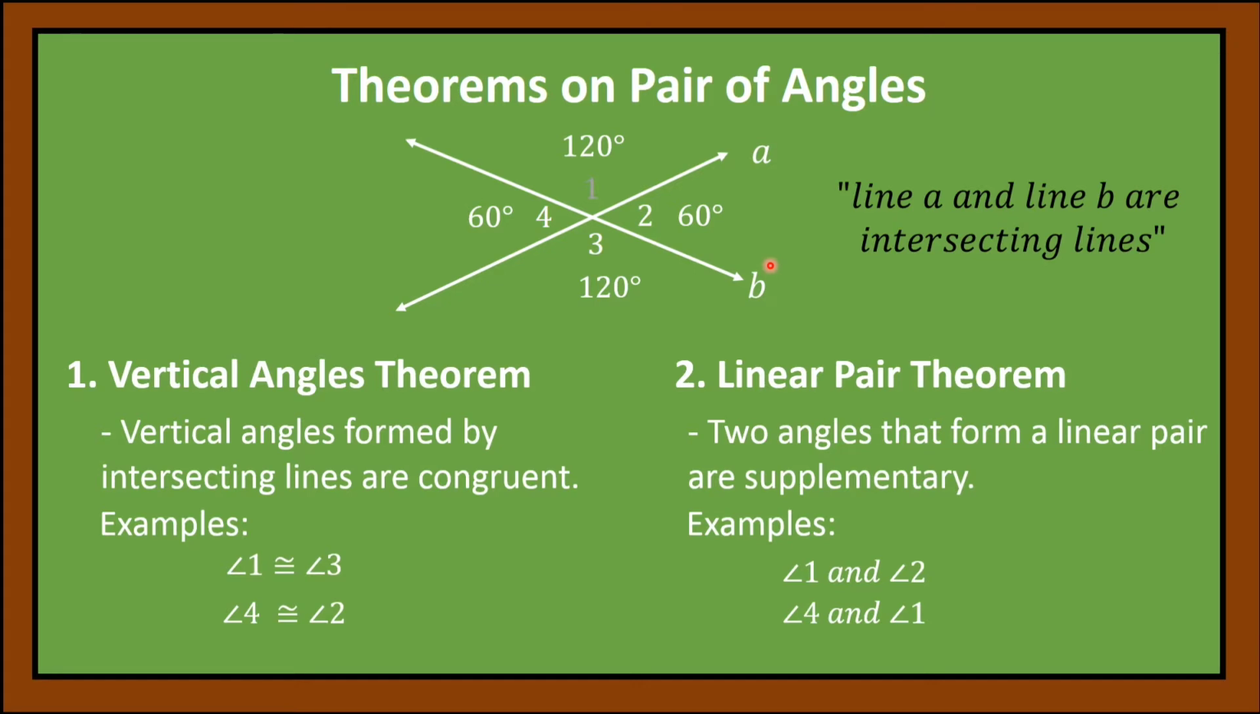Another example of linear pair, angle 1 and angle 4. So, ang angle 1 is 120 degrees at ang angle 4 naman ay 60 degrees. So, 120 plus 60 degrees is equal to 180 degrees. So, another pair is angle 4 and angle 3. 60 plus 120 is equal to 180 degrees. And the last pair is angle 3 and angle 2. So, yan ay linear pair.